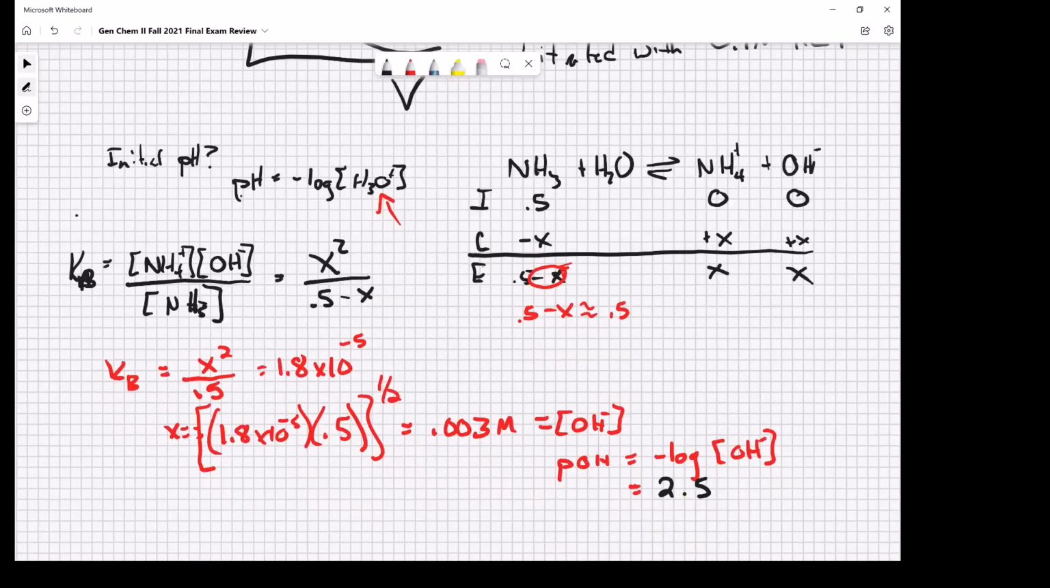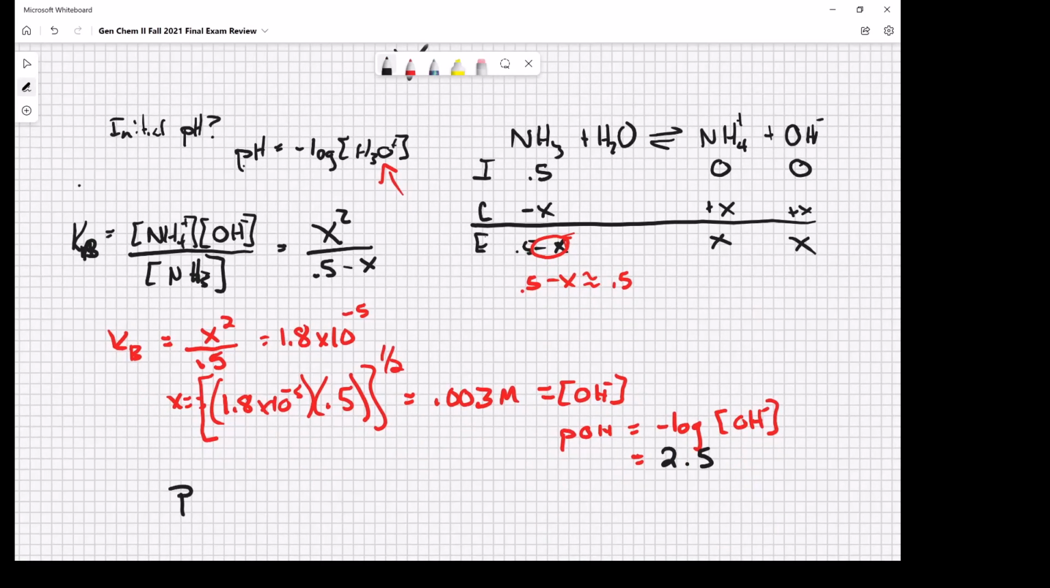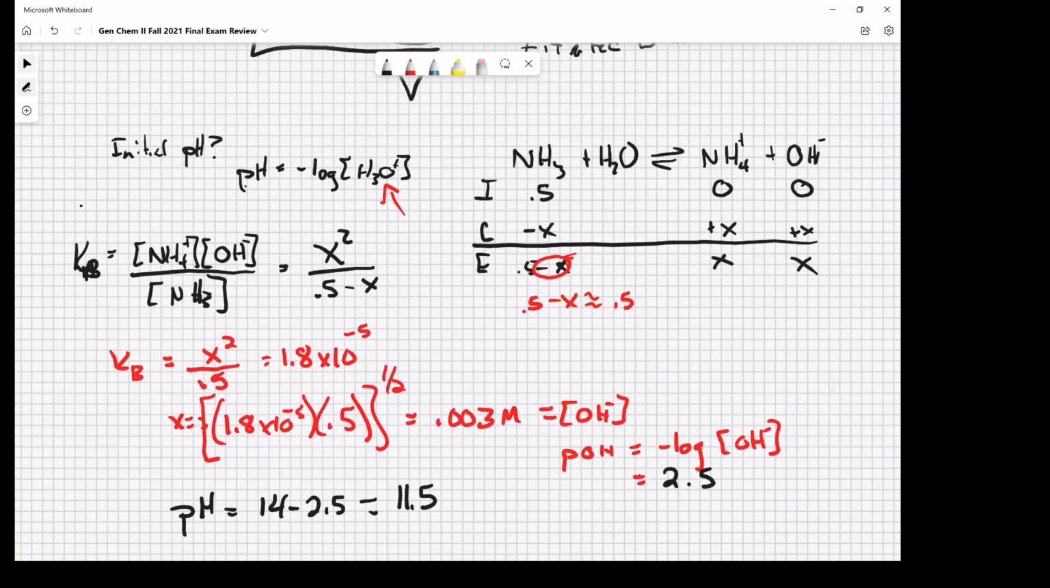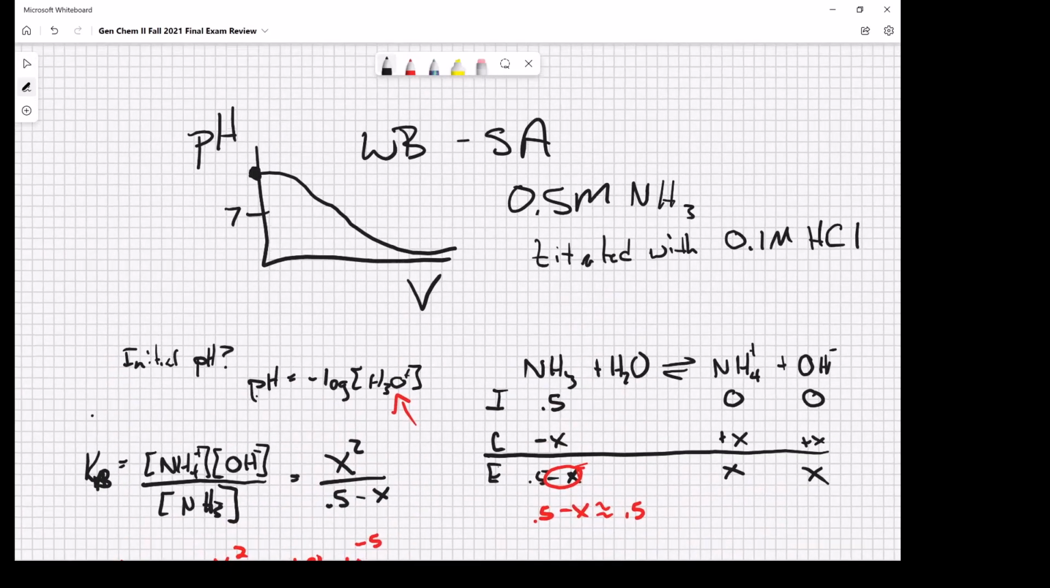All right, so how do we get pH? So we get 11.5 is the pH. So that means that this value up here is 11.5.